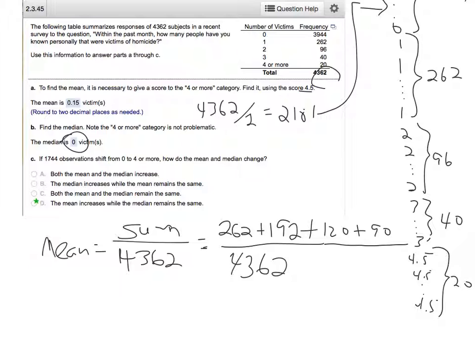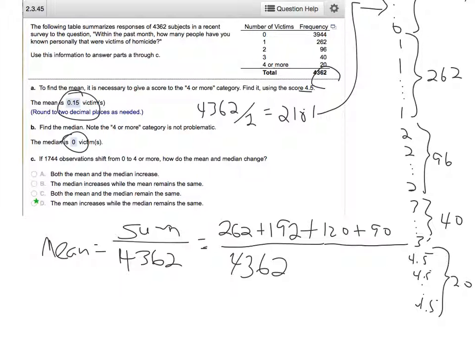So that's how I'm going to calculate my mean, by adding up all the values on the right-hand side list and dividing by 4,362. And so that comes out to be 0.15 rounded to 2 decimal places. And we expect that to be low. We're averaging, this is supposed to give us an idea of the typical number of homicide victims you know personally. And so you would think that would be close to 0. And so it's not so strange that that happens.